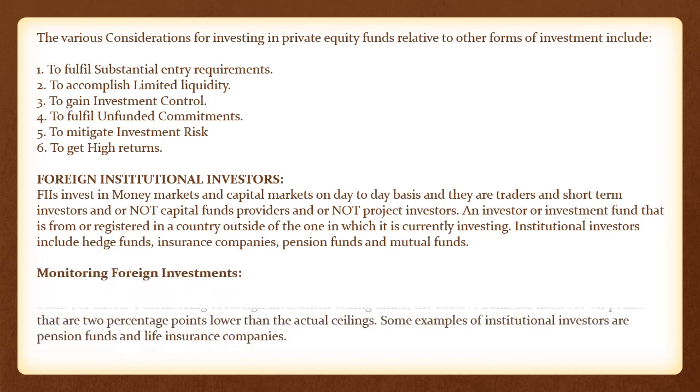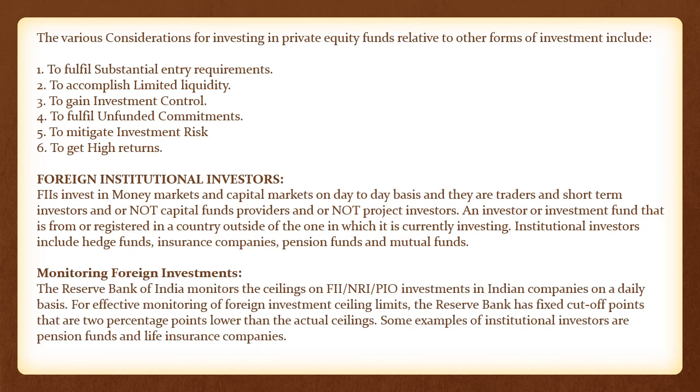Monitoring foreign investments. The Reserve Bank of India monitors the ceilings on FII or NRI or PIO investments in Indian companies on a daily basis. For effective monitoring of foreign investment ceiling limits, the Reserve Bank has fixed cutoff points that are 2 percentage points lower than the actual ceilings. Some examples of the institutional investors are pension funds and life insurance companies. That's all for this chapter.